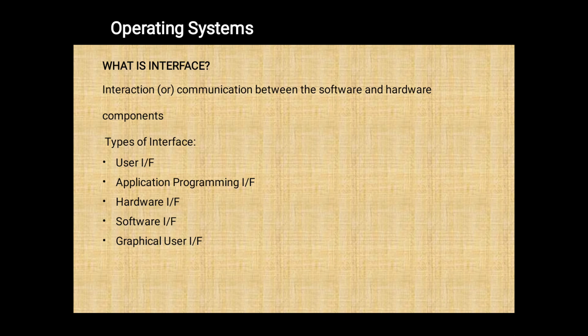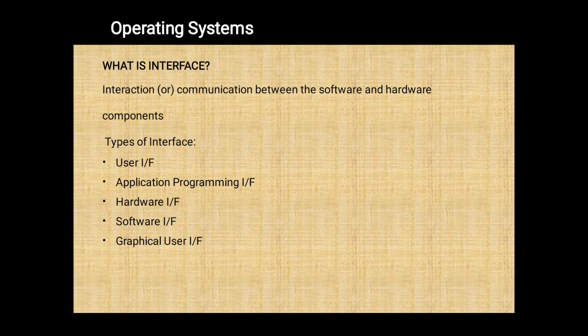Next, moving on to the second slide. What does interface mean? Interaction or communication between the software and hardware components, as I said before. So, what are the types of interfaces? User interface, application programming interface, hardware interface, software interface, and graphical user interface. So what is user interface?